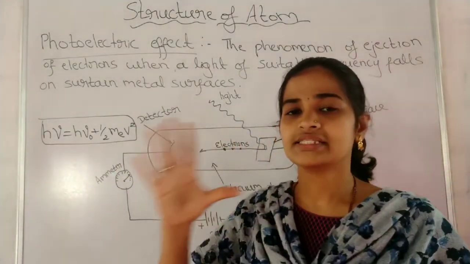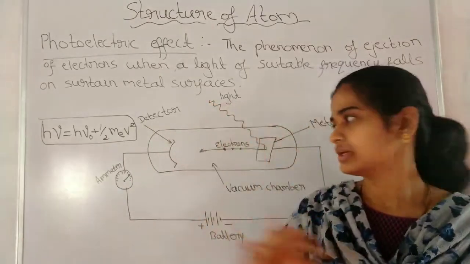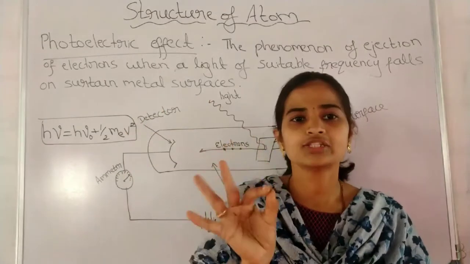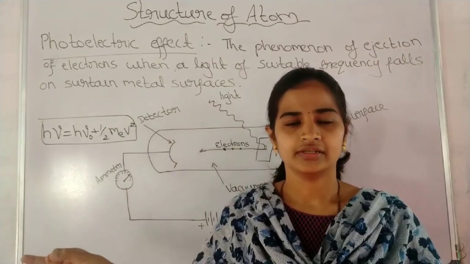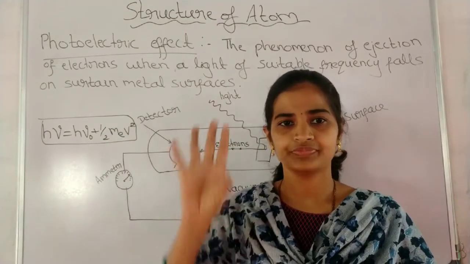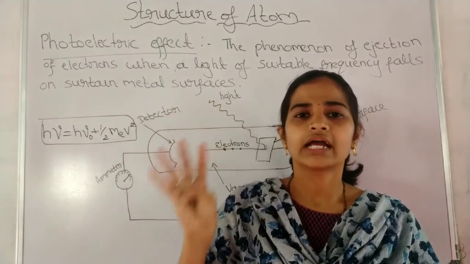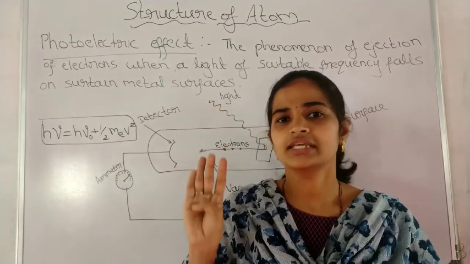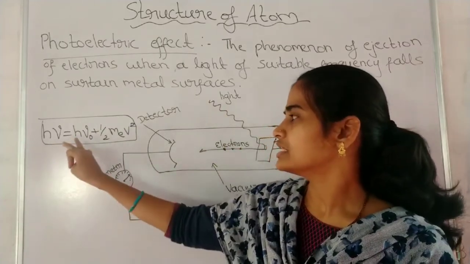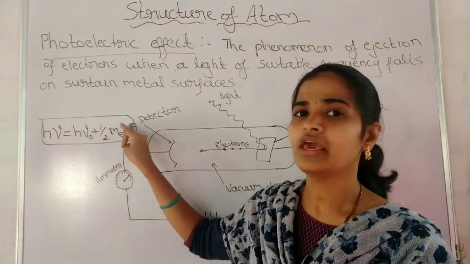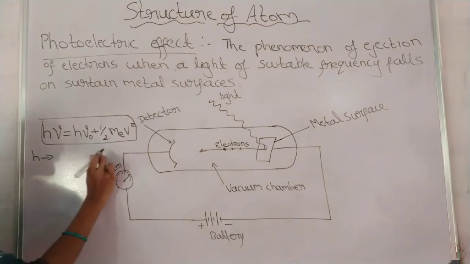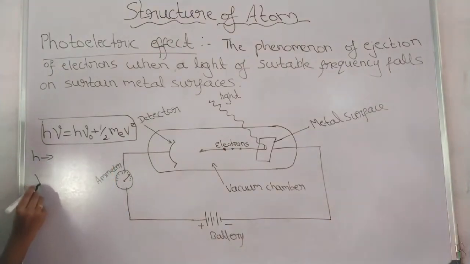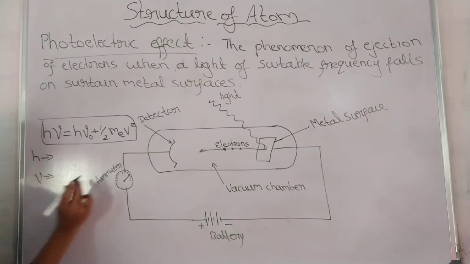Got it? Results: after writing the diagram, I am dictating. There is no time lag between the hitting of light and the ejection of electrons. That is the first one. Next, the kinetic energy of the ejected electrons is given by the formula h nu is equal to h nu naught plus half m_e v square. After writing this formula, write where h is Planck's constant and write its value, which you already know. Nu is the frequency of light. Nu naught is the threshold frequency.